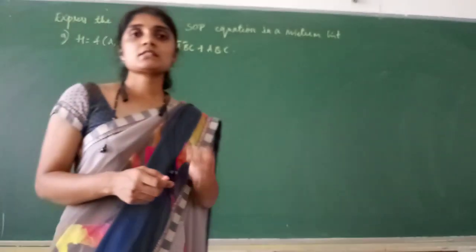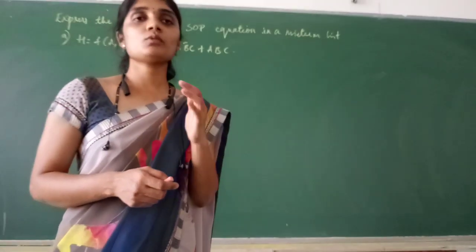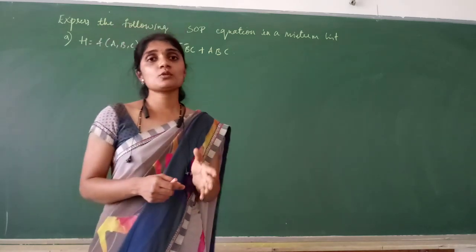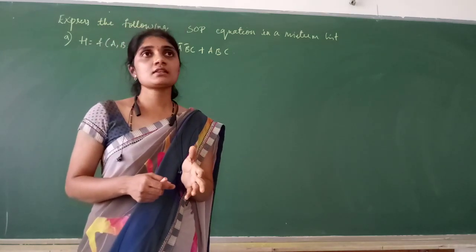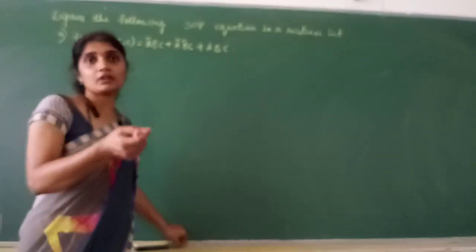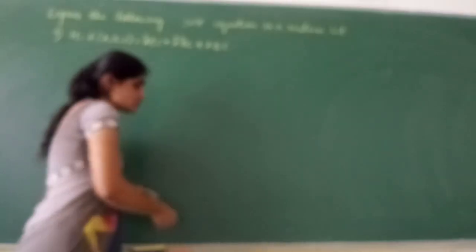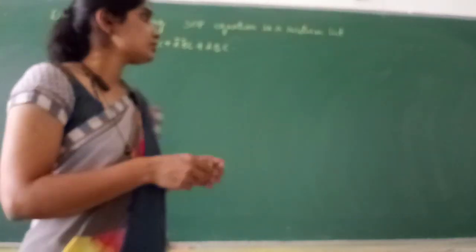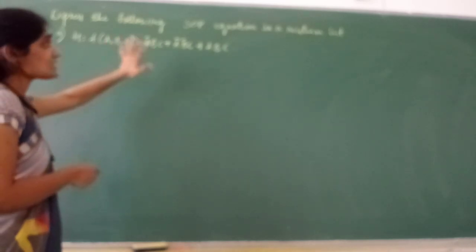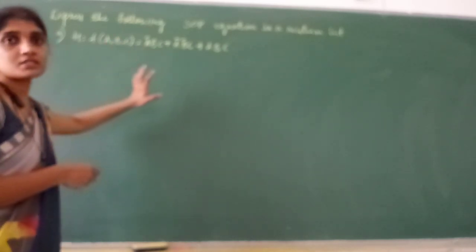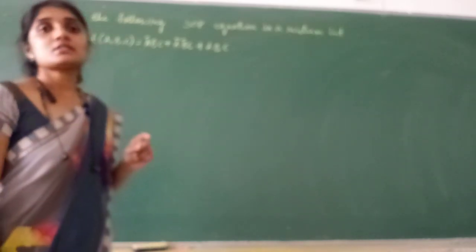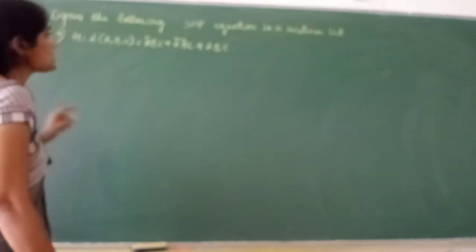So we'll move on to the next concept. Till here we have understood what is a min term, what is a max term, what is a canonical SOP, what is a canonical POS, and of course we have solved some problems even in the lecture video as well as in the online class today. Okay. So next let us see how to write or express an SOP equation in a min term list. How to express SOP, that is sum of product equations, in the min term list.